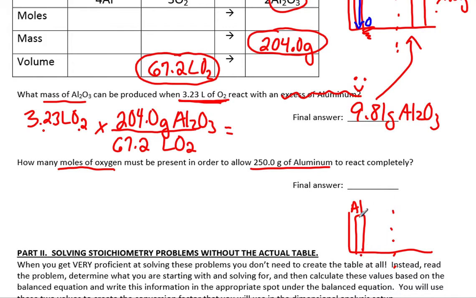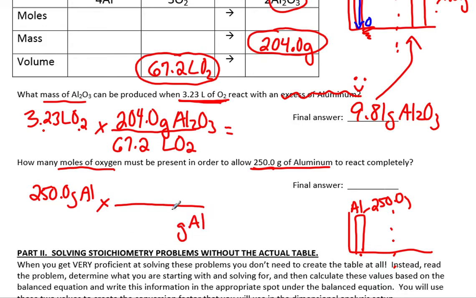How high does this have to be so that aluminum gets a chance to be used up before the oxygen is used up? Because if oxygen hits 0 first, then there's going to be some of this left. But we want to completely react all 250 of this, and we need to know how much oxygen to go with it. So 250 grams of aluminum, a number, a unit, and a chemical formula. You want the chemical formula down here because you want it to cancel. So grams of aluminum goes here. And we want to end with moles of oxygen.